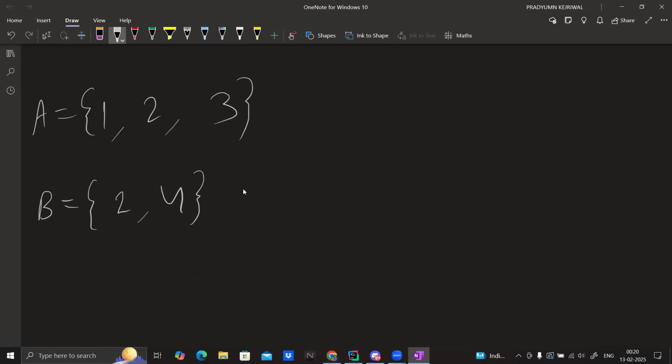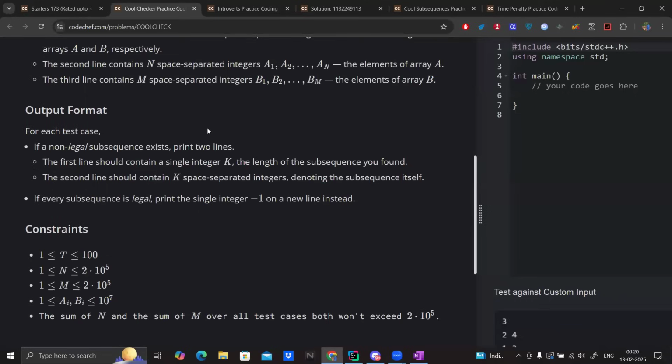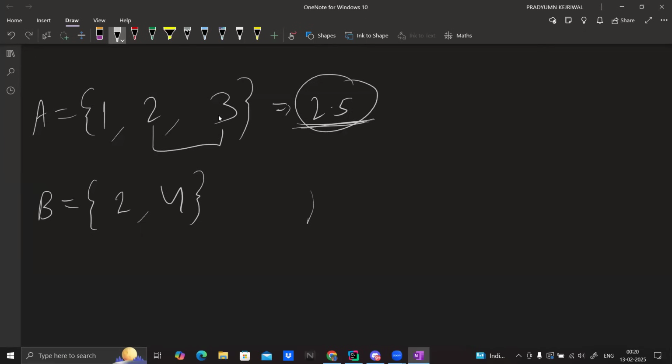Okay, so if you can see that if we take 2 comma 3, then the average is 2.5, and without even looking at the array B, we can say that 2.5 does not exist in the array B. Why? Because B only consists of integers, right? B has only integers, and that's why the subsequence 2 comma 3 definitely is not good. It is not legal. So that's why we can just print 2 comma 3, right?